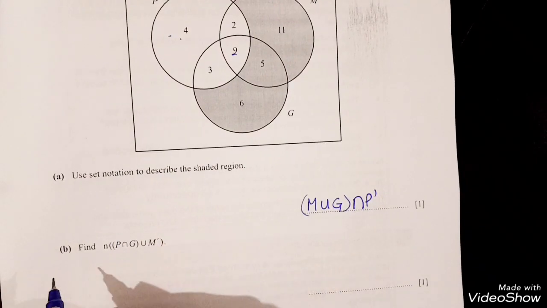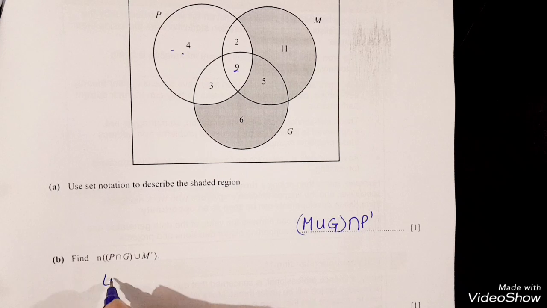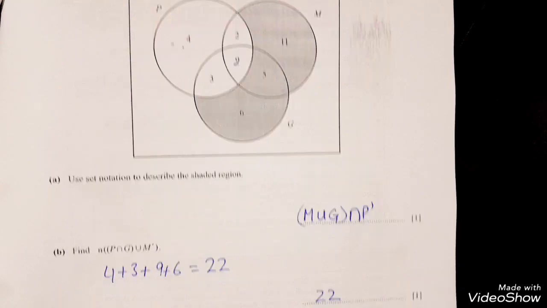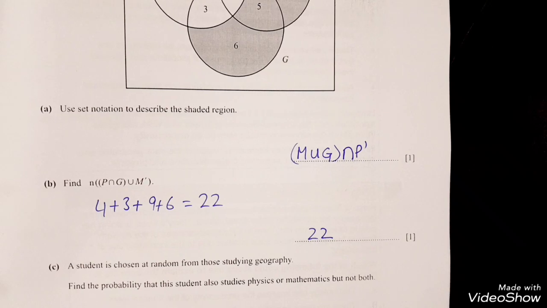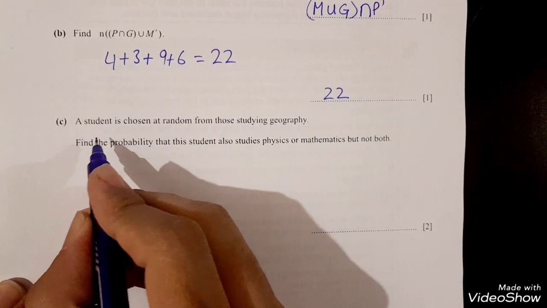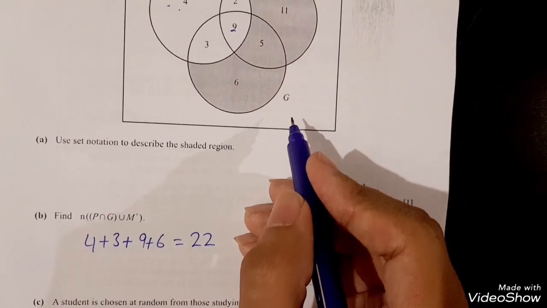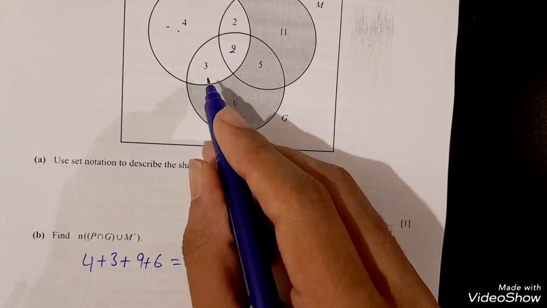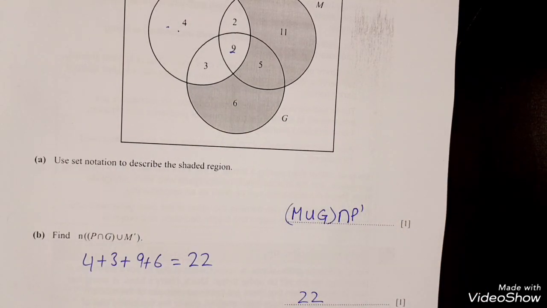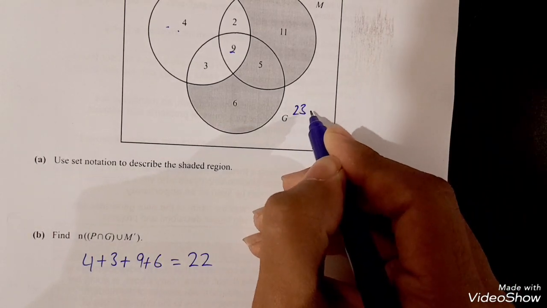So here we will write 4 plus 3 plus 9 plus 6, which will be 22. So the number of students will be 22. So this is how we will do part B. Part C states, a student is chosen at random from those studying geography. So first we will calculate the total number of students in the geography class, which will be 6 plus 3 plus 5 plus 9, which will be 23 students.